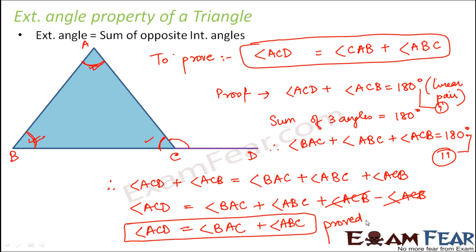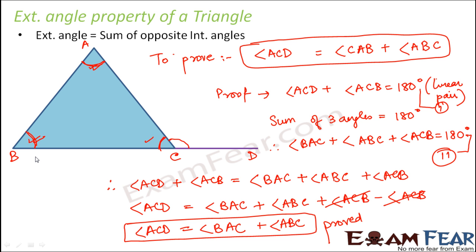So basically, sum of these three angles of the triangle is 180. This plus this is 180, and at the same time this plus this is also 180. So we found that this angle is equal to the sum of opposite interior angles. Now see, these are very basic properties of a triangle, but they are very, very important. Like sum of three angles is 180, exterior angle is equal to sum of opposite interior.